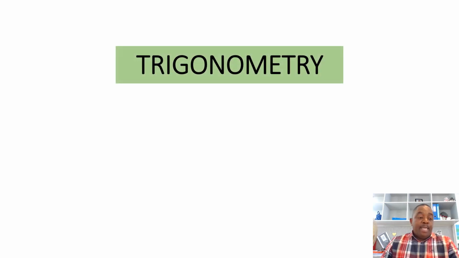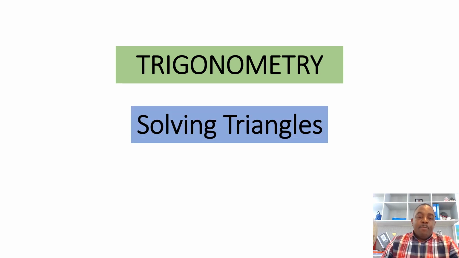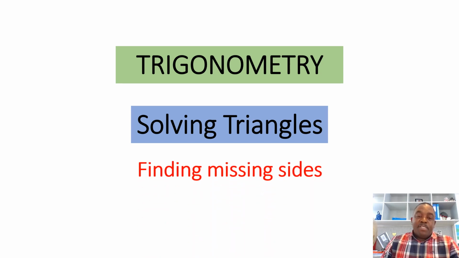Today we're looking again at trigonometry, specifically a section where we solve triangles, and that means finding missing sides and missing angles of a triangle. Basically that's what we call solving triangles. But for now, we want to look at solving or finding missing sides.